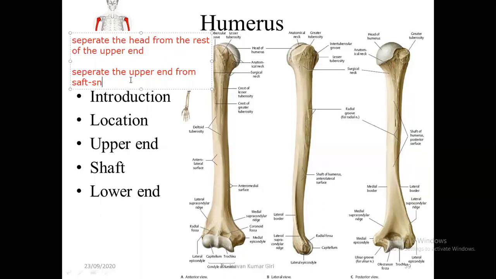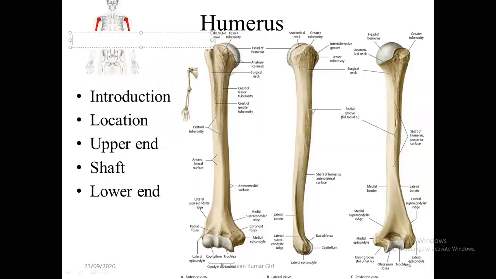That is the neck. The next features in the upper end are the tubercles. Here you will find two tubercles, the greater and the lesser tubercle. Then you will find the groove, which is the intertubercular groove or sulcus.